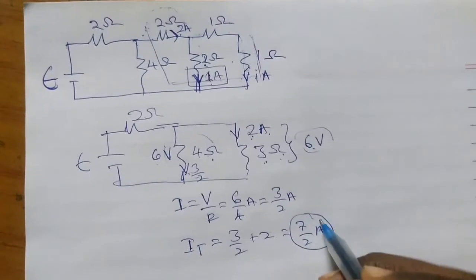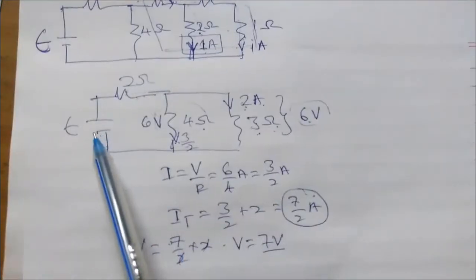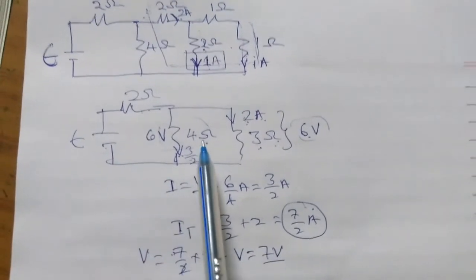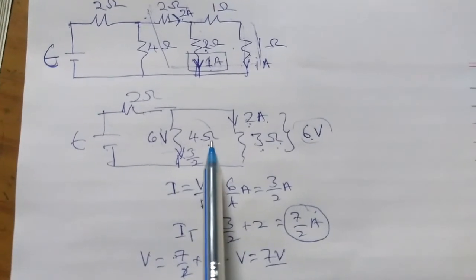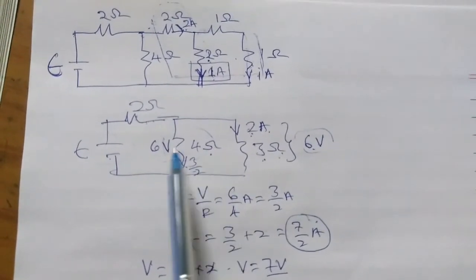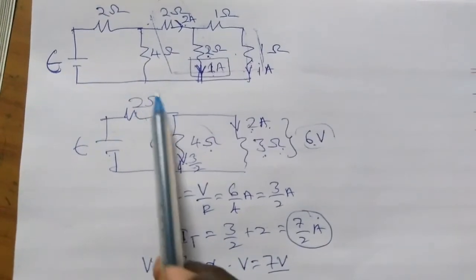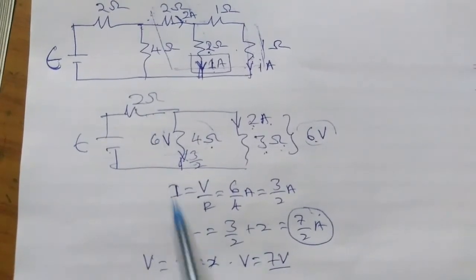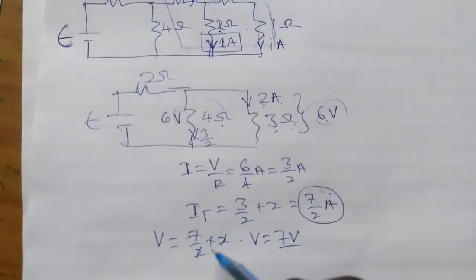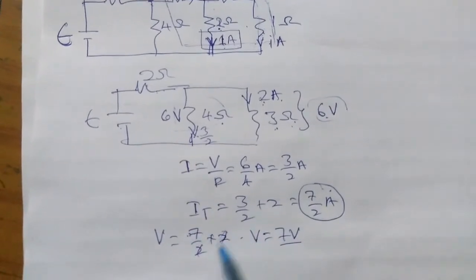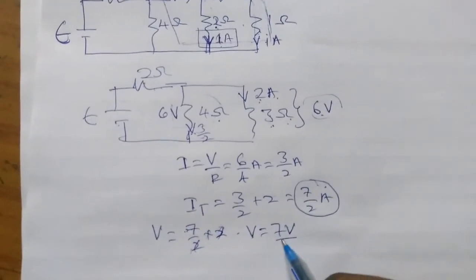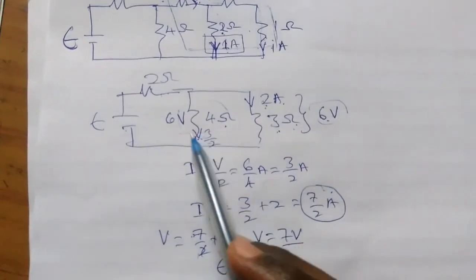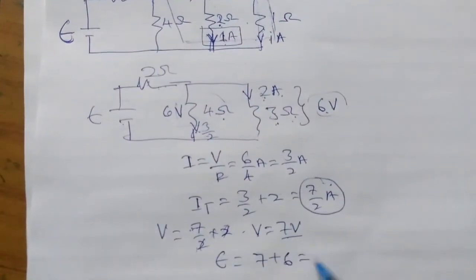So this amount of current flows through the 2 ohm resistor. In order to calculate the total EMF, we need to add the voltage across the 2 ohm resistor and the voltage across the 4 ohm resistor. We know the voltage across the 4 ohm resistor is 6 volts, but we don't know the voltage across the 2 ohm resistor. Using Ohm's law, we can find it: total current is 7 by 2, into resistance of 2 ohms. So the voltage across the 2 ohm resistor is 7 volts. So total EMF is equal to 7 plus the voltage across the 4 ohm resistor, which is 6. So that means 13 volts.